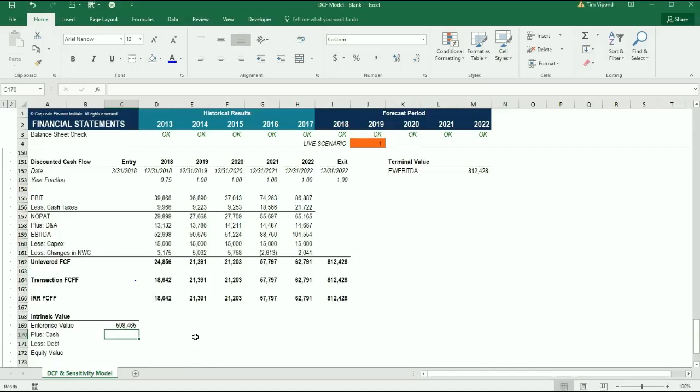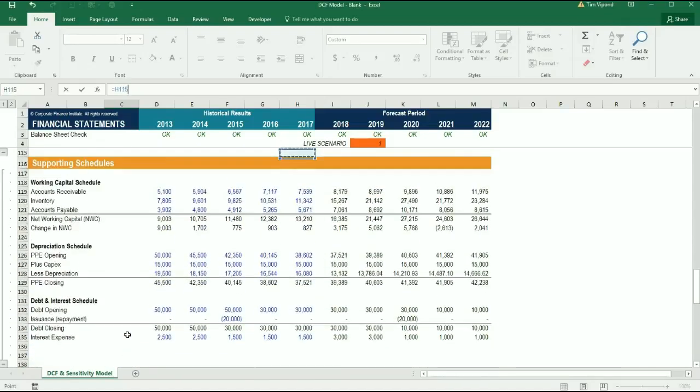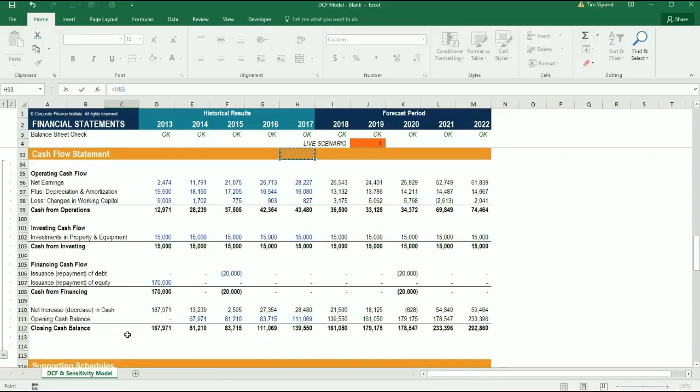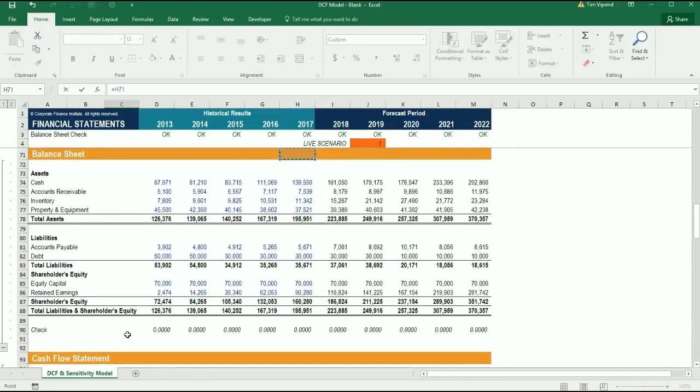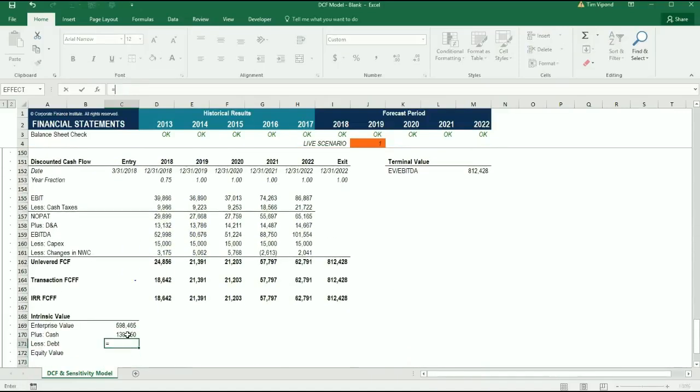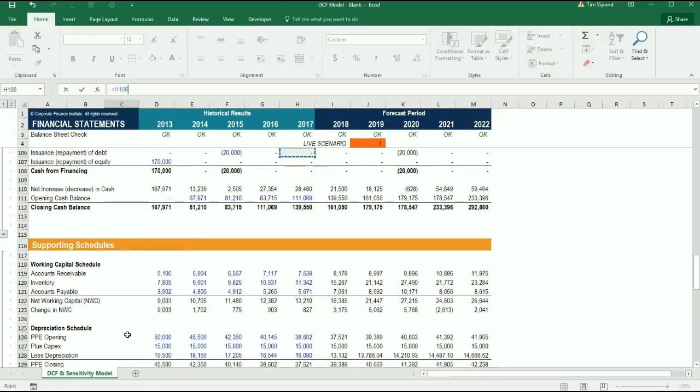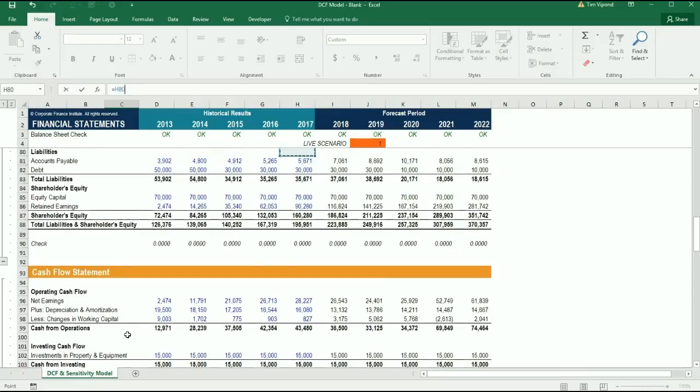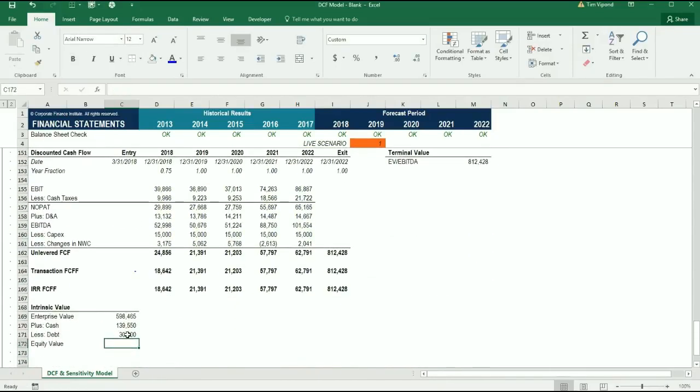Now what we can do is just adjust for cash and debt to arrive at equity value and equity value per share. So now we're going to link the cash from the balance sheet, and we're going to pick the cash at the end of 2017 as that's the closest to the transaction date that we have a cash balance for. So we'll take the cash there, and then we'll take the debt off the balance sheet as well at the end of 2017, the closest number we have to the transaction date. And then we can calculate the equity value being the enterprise value plus the cash minus the debt.